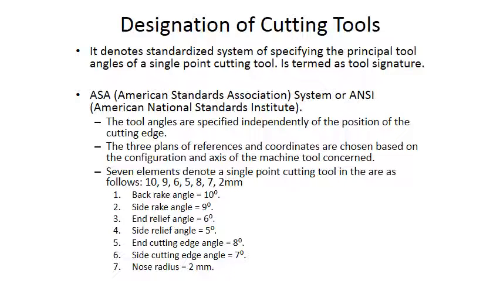Very important. Sometimes it is also called tool geometry. Tool geometry means the cutting tool should provide the best results in any situation or condition during machining. The tool is designated by a standard system. This is a standard system: seven important elements, 10, 9, 6, 5, 8, 7 and 2 mm. So this is the tool signature or designation of the cutting tool.